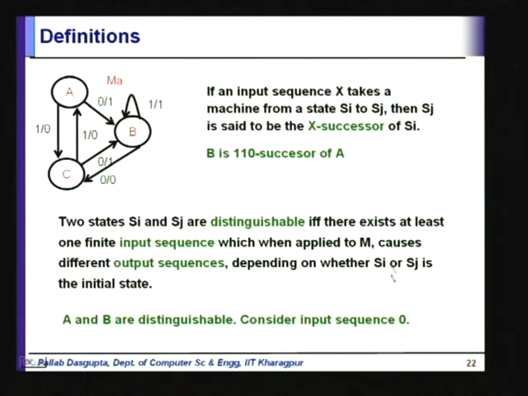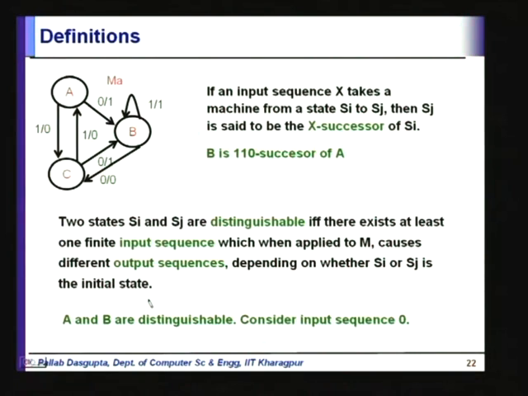Two states Si and Sj are distinguishable if there exists at least one finite input sequence which when applied to M causes different output sequences depending on whether Si or Sj is the initial state. Two states are said to be distinguishable if you have an input sequence such that when you apply it with Si as the start state or Sj as the start state, they produce some different output somewhere down the line, right. Then they are distinguishable.